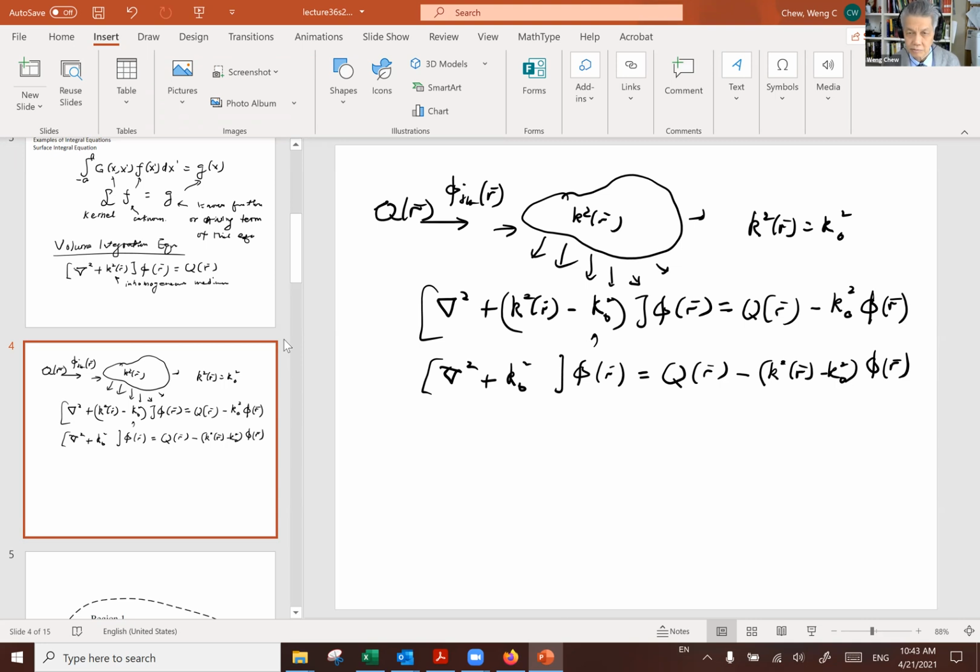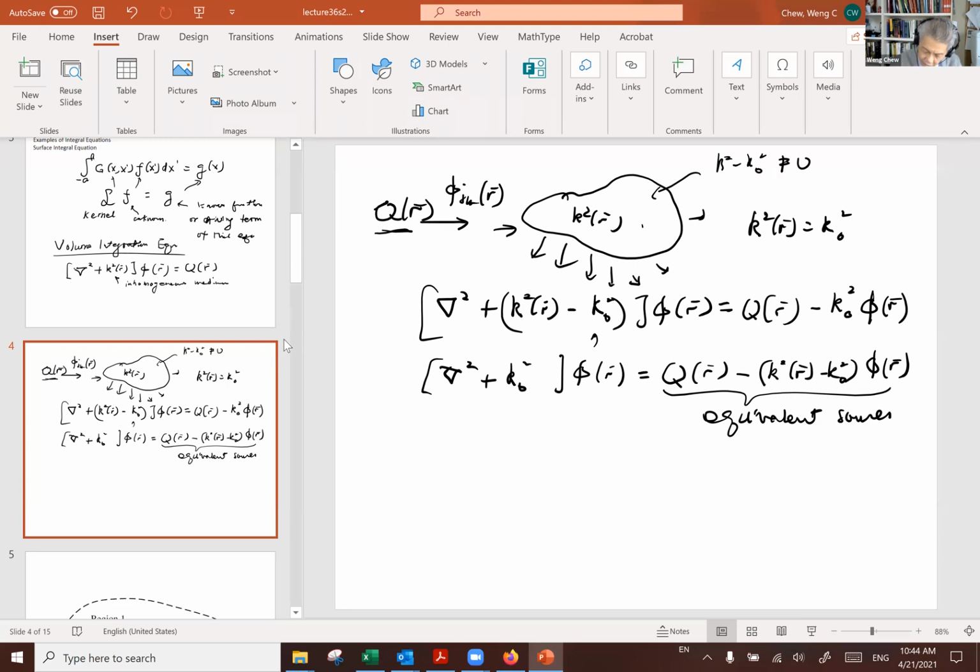I'm just rearranging terms. But I can now think of this as equivalent sources. And these equivalent sources, the first one is well defined. q of r is what I have that generates the incident field. The second one is actually only non-zero over here. Okay, k squared minus k naught squared is not equal to 0 inside V when r is part of V. Okay, so this term is only non-zero inside the scatterer, and they can be thought of as equivalent sources inside the scatterer.